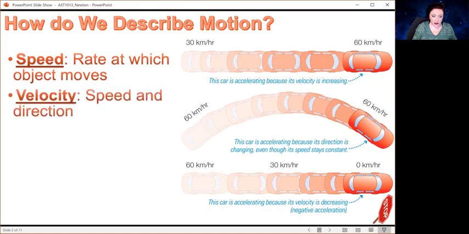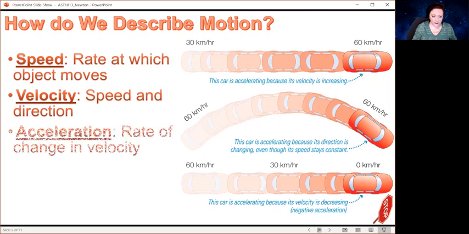You also have velocity. Now, velocity is different from speed because it includes direction. So you might think of speed as, I'm going to drive at 70 miles an hour, versus velocity, I'm going to drive at 70 miles an hour in an easterly direction. The direction part of it is important to velocity.